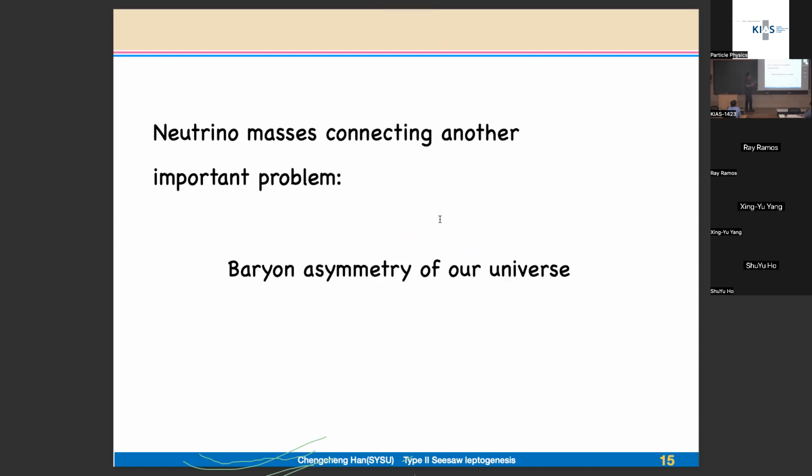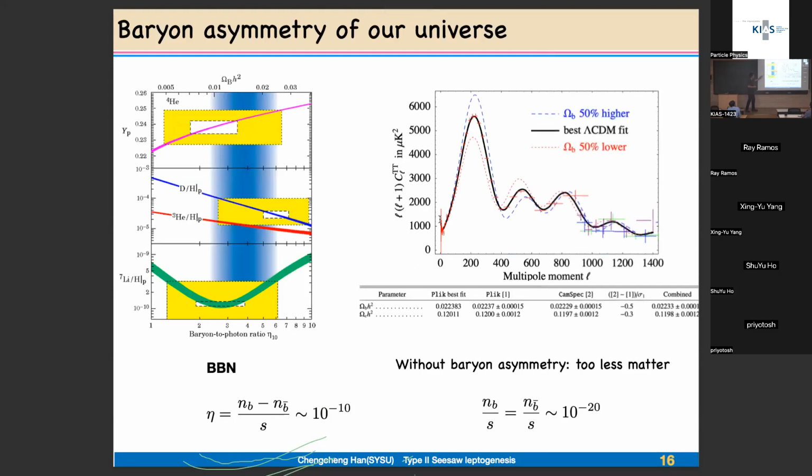Okay, and neutrino mass sometimes can connect to another problem, the baryon symmetry of the universe. I don't want to explain more about this. We have two observations, one from BBN, one from CMB. We can infer from the ratio of the baryon number over the entropy, or the baryon number over the photon number, which is of order 10 to the -10. So actually these are two related problems. One is why there are more baryons than antibaryons, and the other is why the difference is so small compared to the photon number. So this contains two problems.